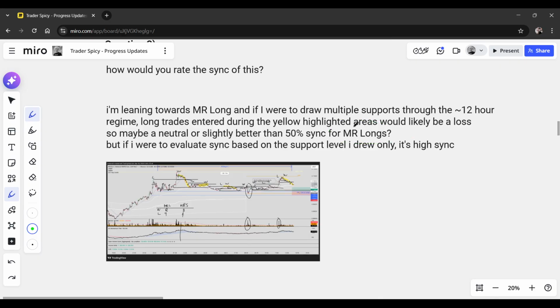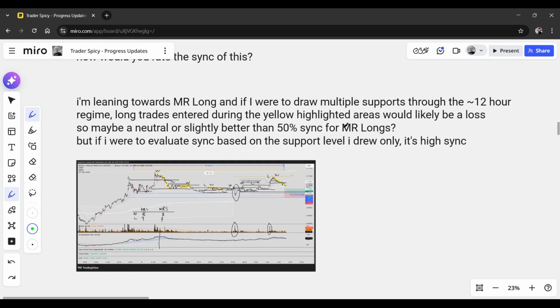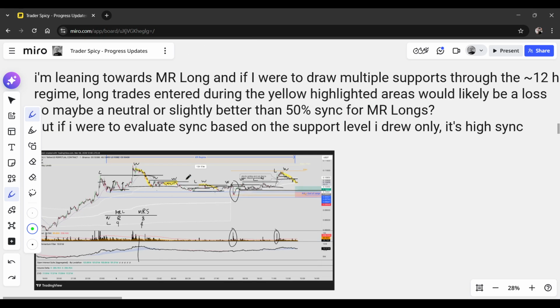But yes, I think that generally speaking, I wouldn't say this is in favor of longs. It looks fairly even for both longs and shorts. So I would just say it's easier to trade momentum rather than mean reversion in this kind of regime.